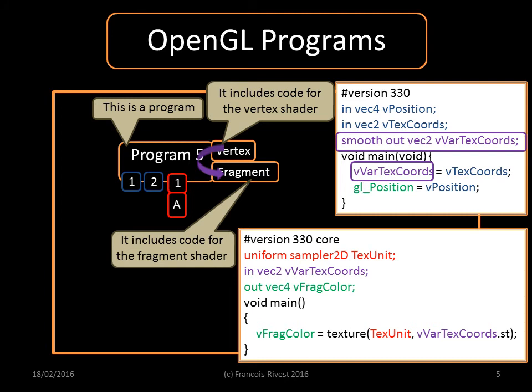Now, the fragment shader also has a piece of code, and in this case, it has a uniform, which you can see in red. And most importantly, it has a matching input variable with the exact same name as the output variable and basically the same declaration, except that it's an in variable. So now it can be used in the fragment shader, so the fragment shader will receive that information for every fragment.